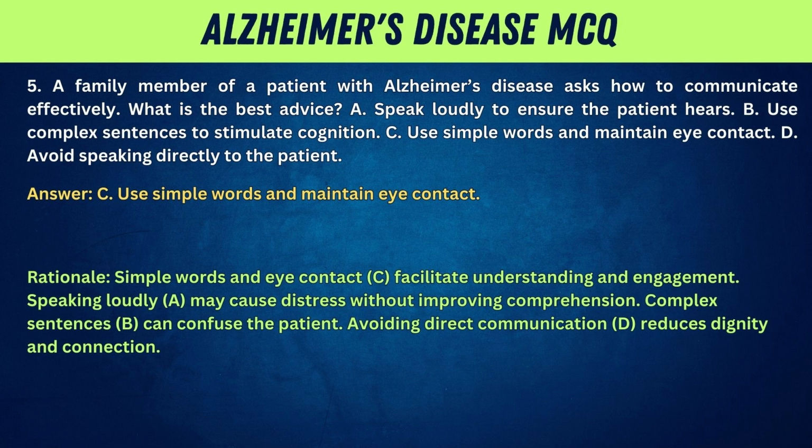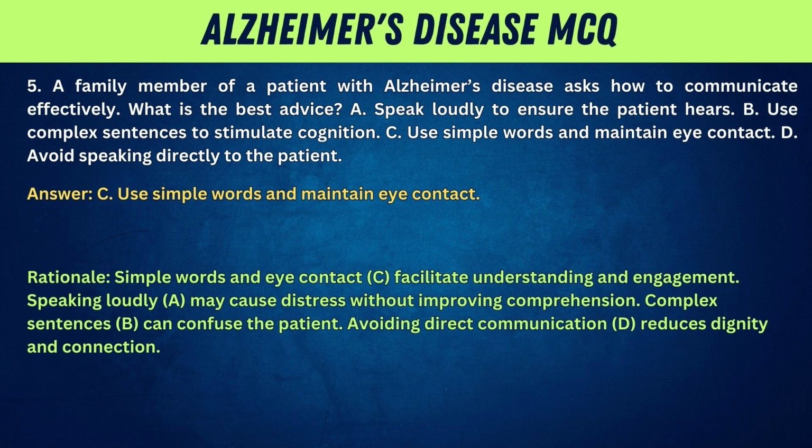5. A family member of a patient with Alzheimer's disease asks how to communicate effectively. What is the best advice? A. Speak loudly to ensure the patient hears. B. Use complex sentences to stimulate cognition. C. Use simple words and maintain eye contact. D. Avoid speaking directly to the patient.